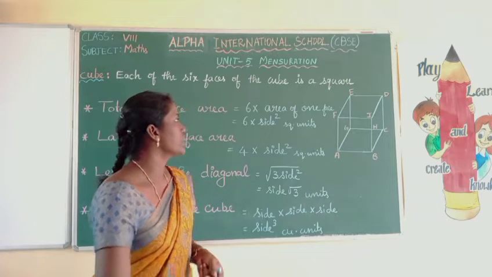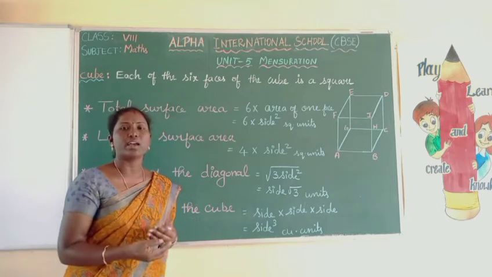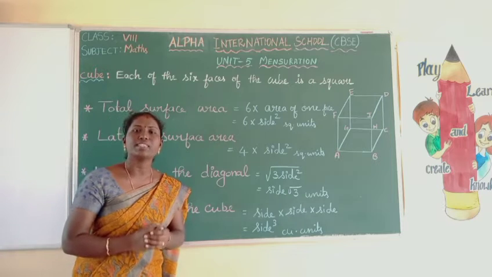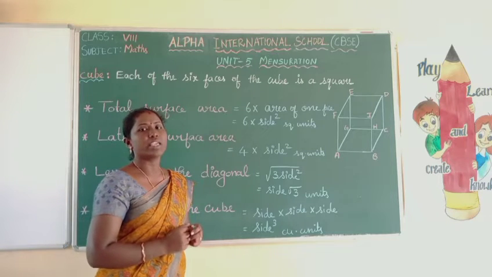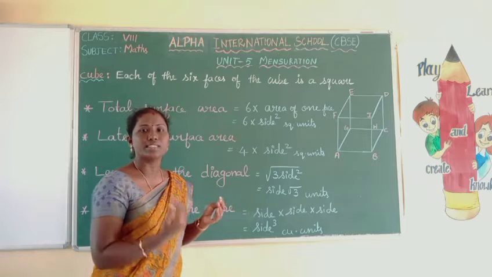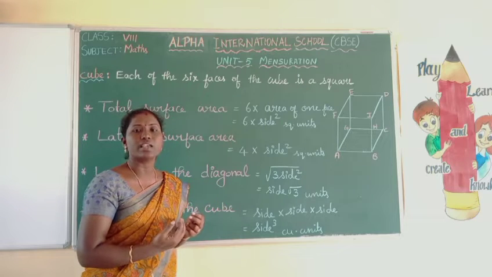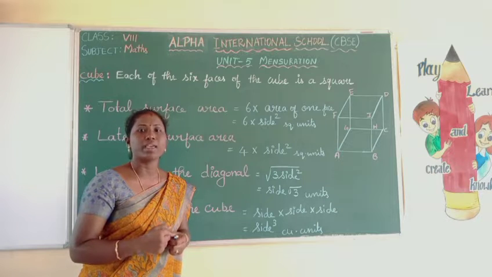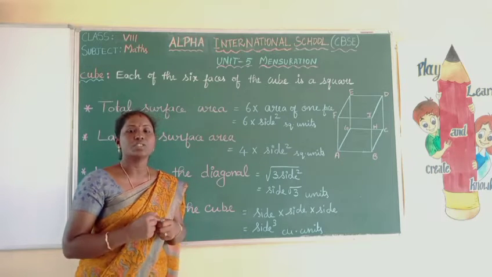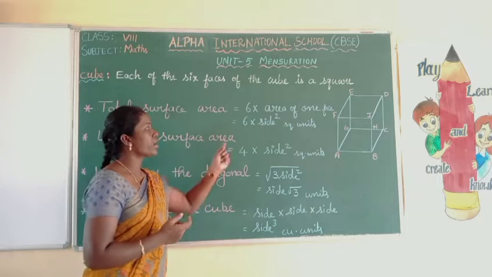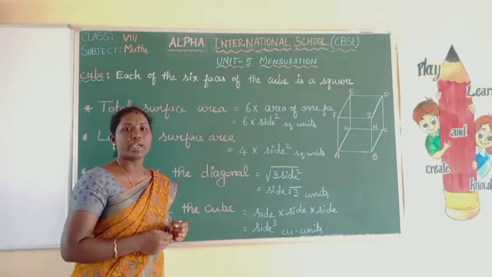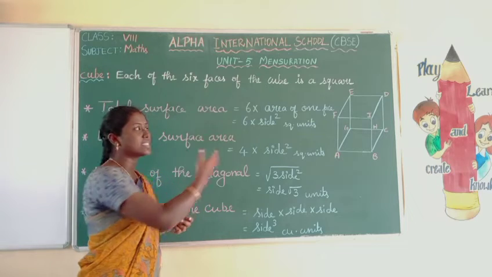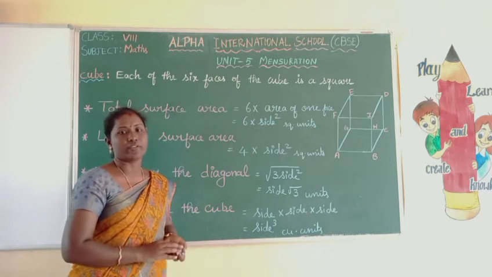Now we are going to see the total surface area and lateral surface area of the cube. Total surface area includes all the faces of the cube. How many faces does the cube have? 6 faces. So 6 into the area of one face. Adding all the faces separately, we can just take 6 into the area of one face.